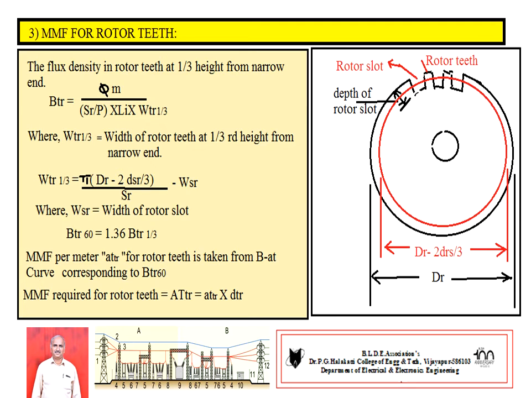Next, MMF for rotor teeth. You understand very clearly which diameter we have to consider. In similar fashion, first you determine the width of rotor teeth at 1/3.